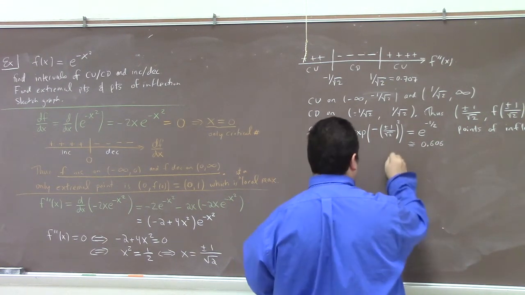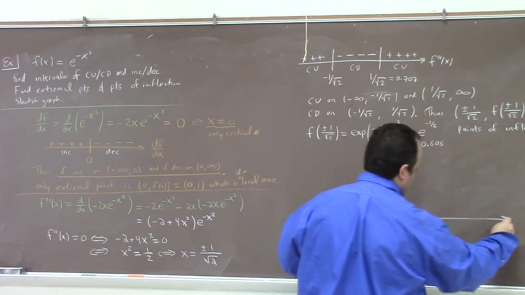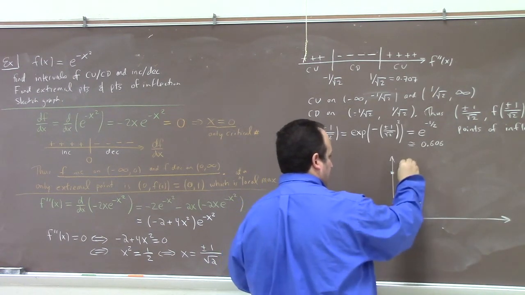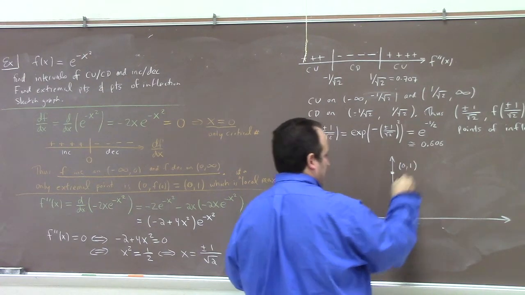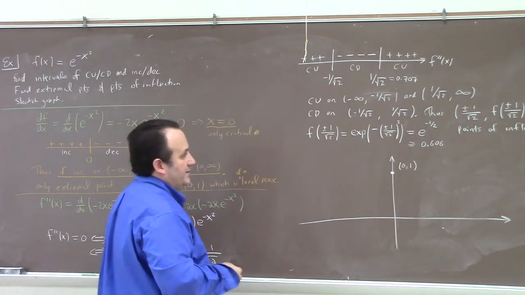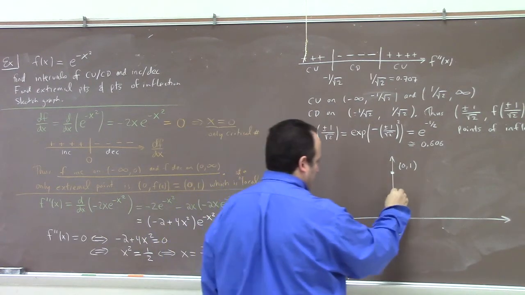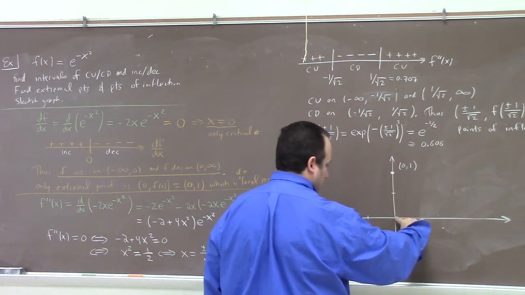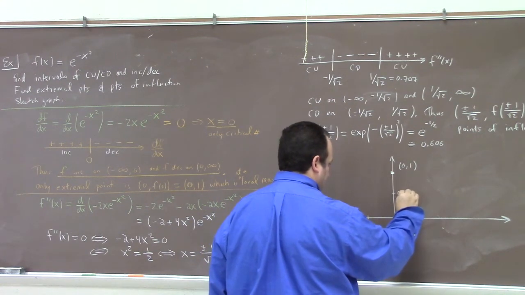So here's the graph. We've got a local maximum at 1. So 0, 1, there's your local max. In fact, in truth, that's a global max. And over here, let's see, so it's 0.5. So let's do that 0.5.